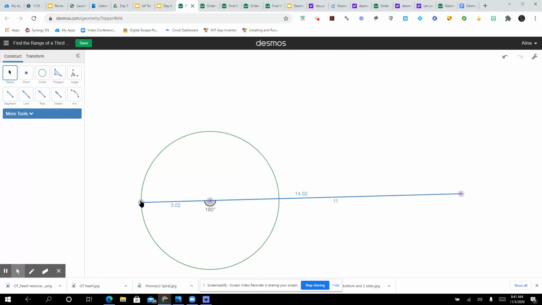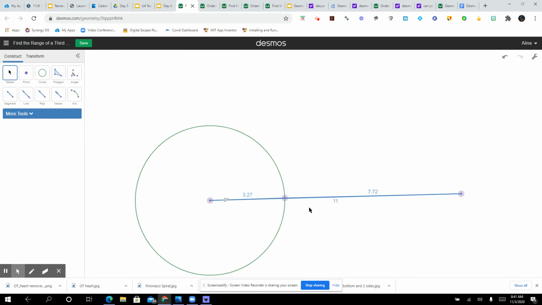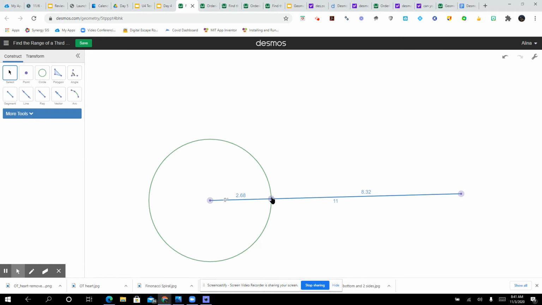So I can't actually have 14 because that's going to be my flat triangle, but it can be anything smaller than 14. So anywhere between 8 and 14, because 11 minus 3 is 8 and 11 plus 3 is 14. Hopefully that made sense, guys.